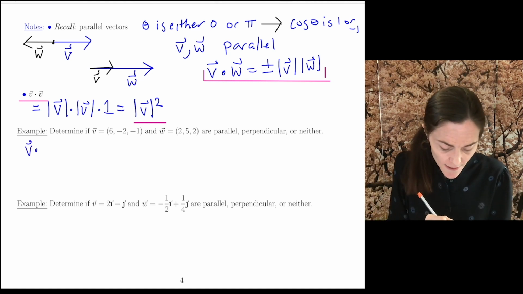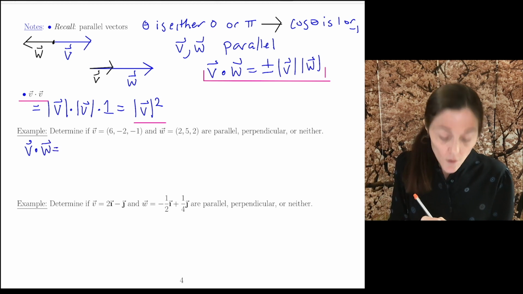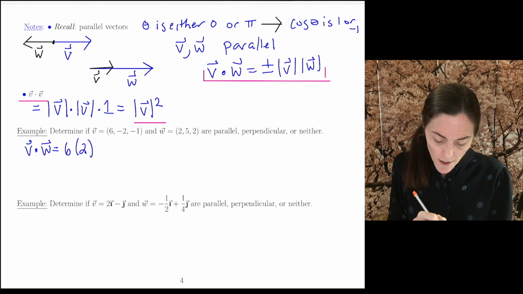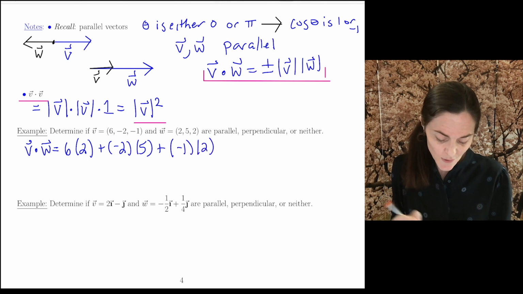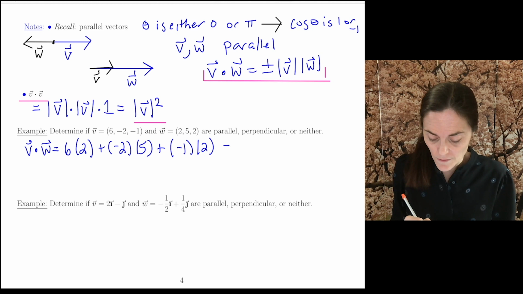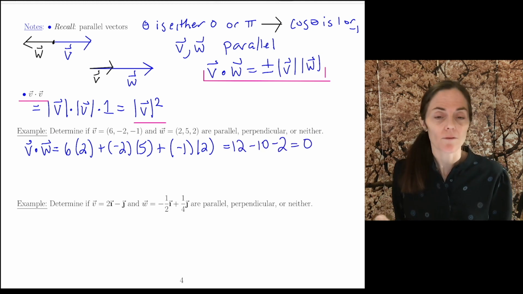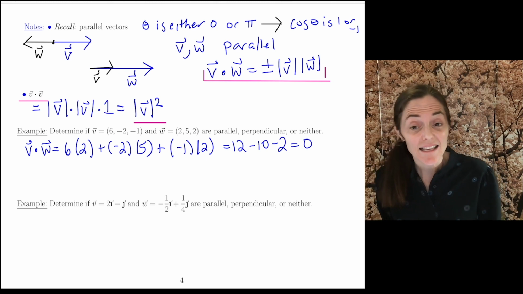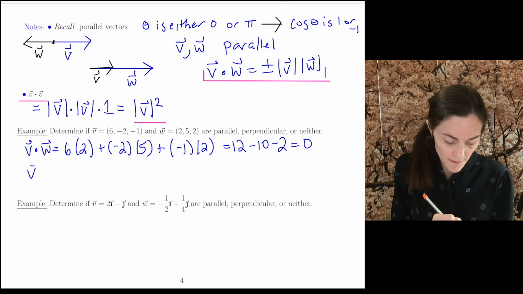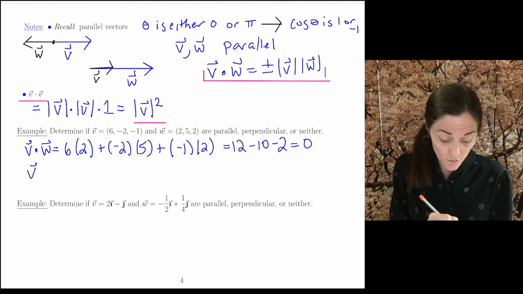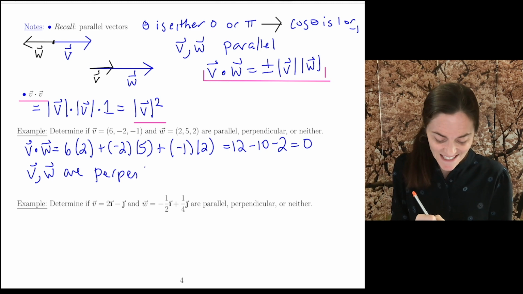So I'll just start and take the dot product. We get 6 times 2 plus minus 2 times 5, and then plus minus 1 times 2. This is 12 minus 10 minus 2. This is 0. We see these are perpendicular. The angle between the two is right. V and W are perpendicular.